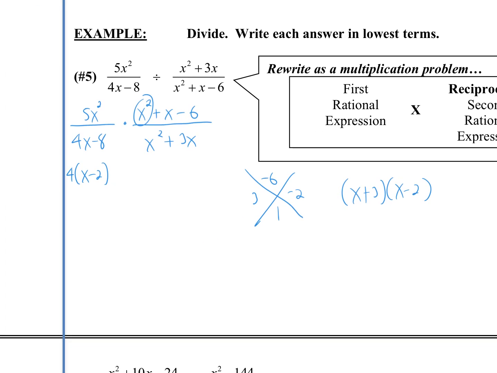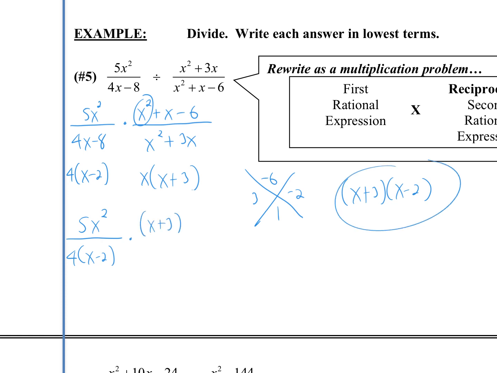All right, how about the bottom right? Any GCF there? There is. You can pull out an x. So we have x times x plus 3. All right, let's rewrite this now, see if it makes it easier for us. We have 5x squared over 4 times x minus 2, times, top right was x plus 3 times x minus 2, over, and the bottom right we have is x times x plus 3.